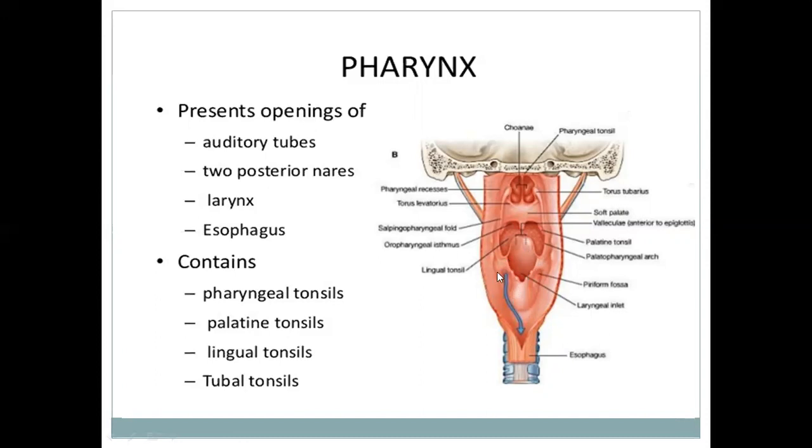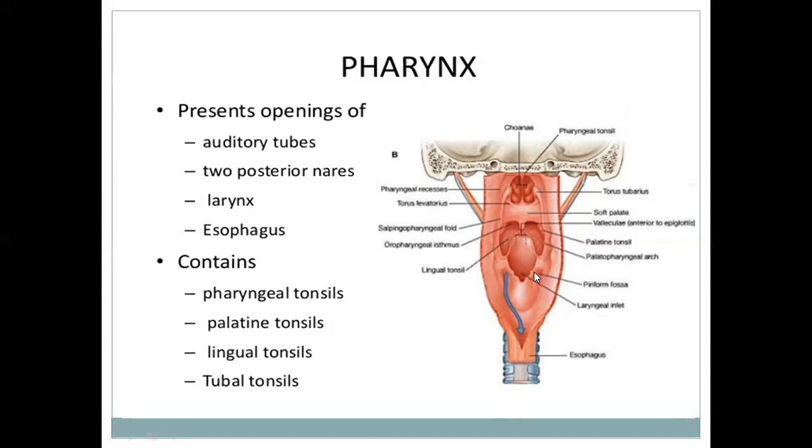Lower down, the pharynx continues with the esophagus. By the laryngeal inlet, it continues with the trachea. When the bolus comes, the epiglottis closes the laryngeal inlet, and the bolus passes over the epiglottis into the esophagus. Otherwise, the air through the laryngeal inlet enters into the trachea.